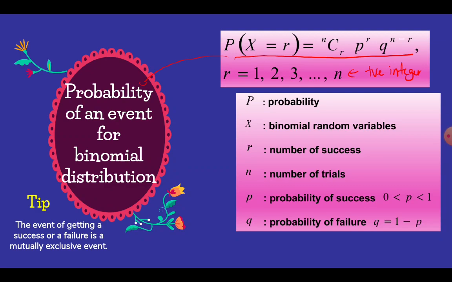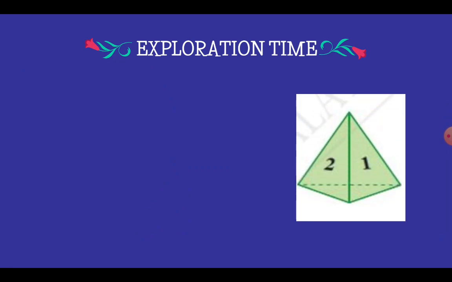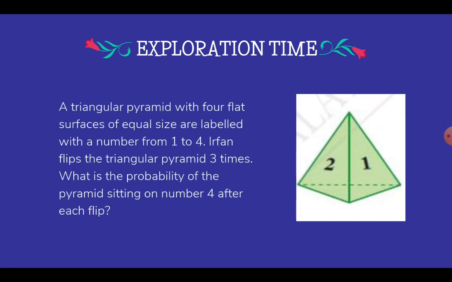I'm sure mutually exclusive events you have learned in probability. Okay, next. Let's explore. So let's say we have a triangular pyramid with 4 flat surfaces of equal size labeled with a number from 1 to 4. Irfan flips the triangular pyramid 3 times. What is the probability of the pyramid sitting on number 4 after each flip? So 3 times, that means the number of trials is 3.